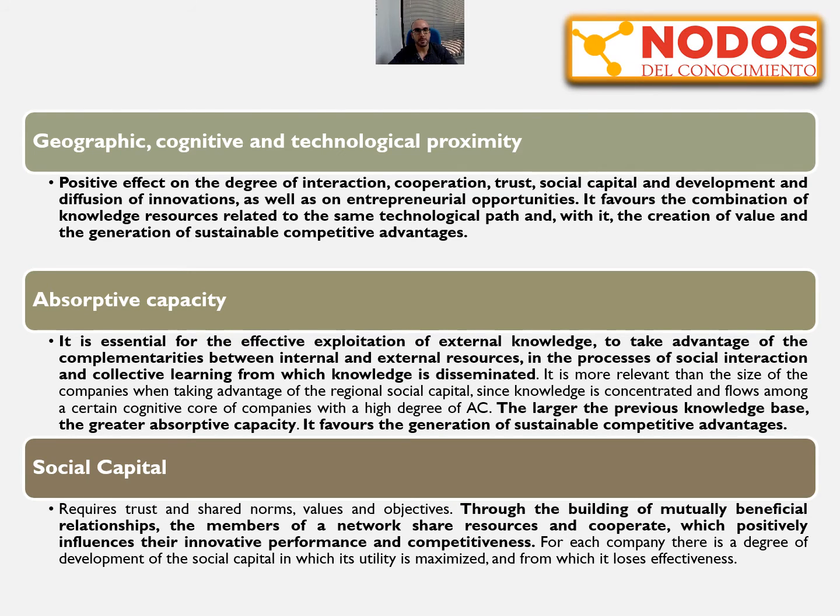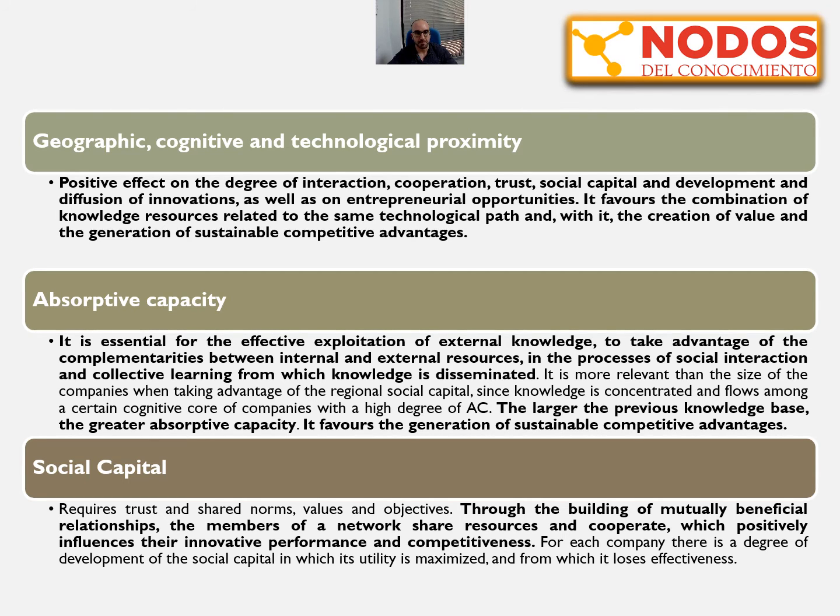Through the analysis of the previous works, we have identified 18 sources of knowledge and innovation. Geographic, cognitive, and technological proximity have a positive effect on the degree of interaction, cooperation, trust, social capital, and development and diffusion of innovation, as well as on entrepreneurial opportunities. It favors the combination of knowledge resources related to the same technological path and, with it, the creation of value and the generation of sustainable competitive advantages.